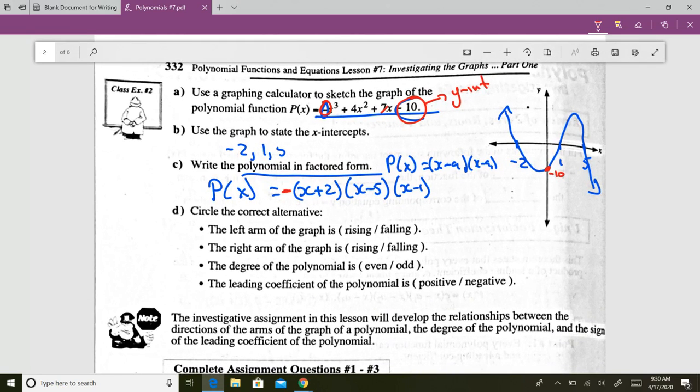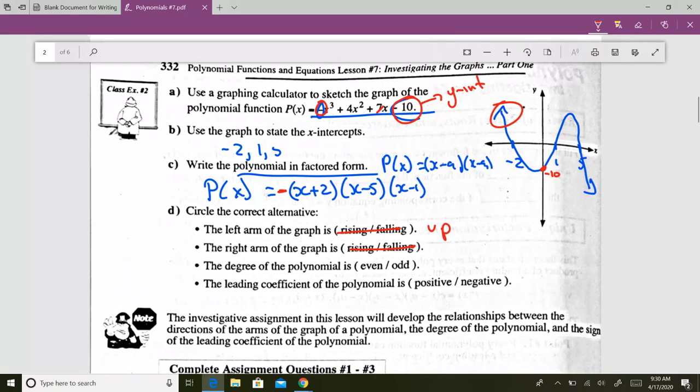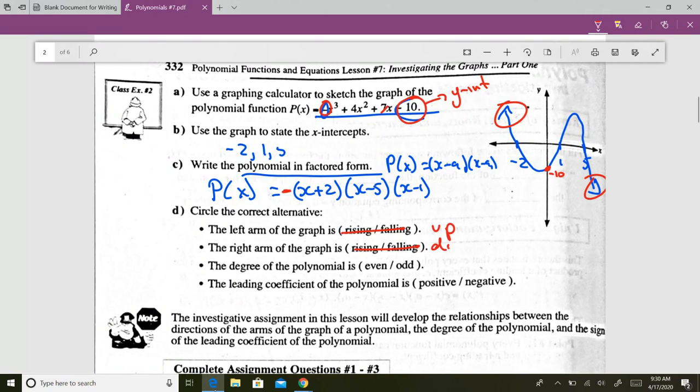All right. Some general observations. I don't like the notation here. The left arm is up. The right arm is down. The degree of the polynomial, so the highest exponent, is odd, it's 3. And the leading coefficient, we just said, is negative.